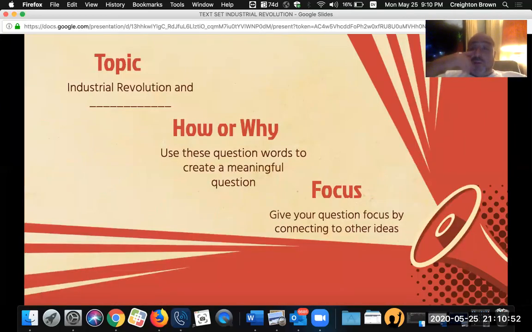And there's a formula, right? And there's a couple tricks to this. But really you have your topic, right? Your topic is the Industrial Revolution and your subtopic, right? Textile factories in New York City or coal mines, and there's so many great topics, right?